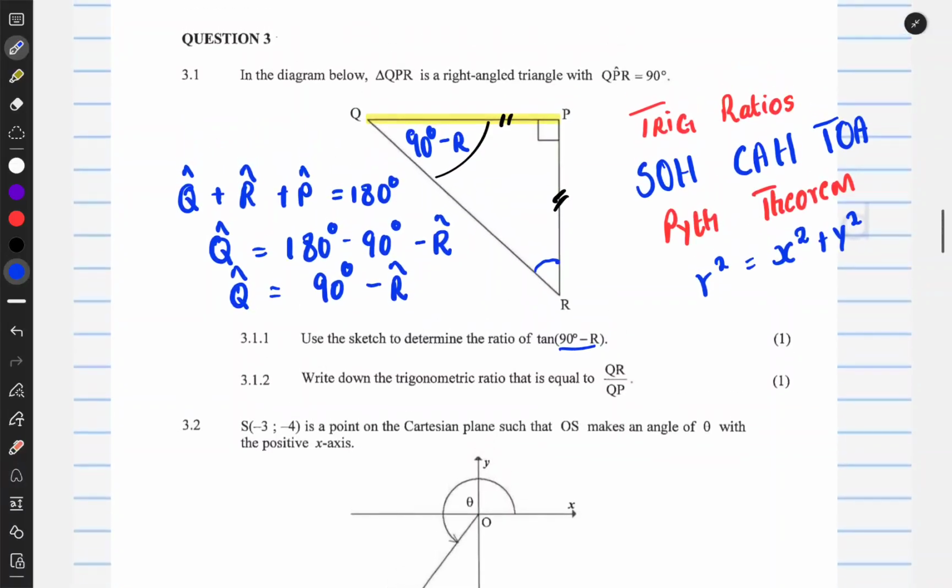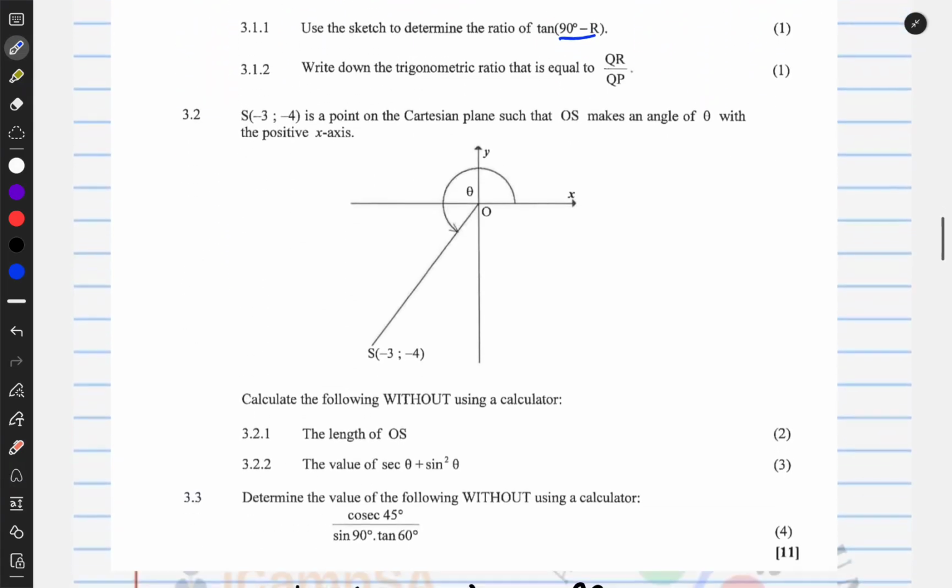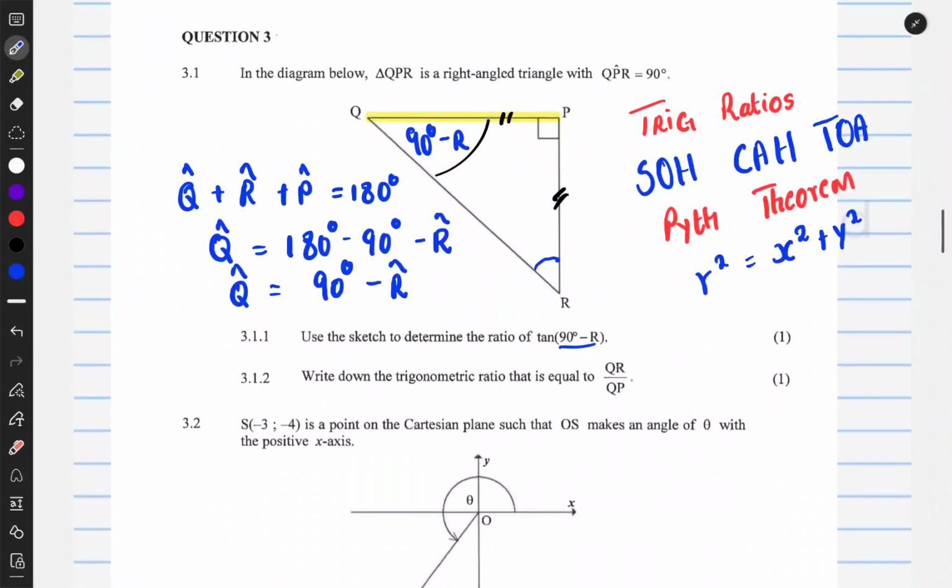Okay, so let's come here. We are looking at what now? At QR over QP. So the trigonometric ratio of what? Of the hypotenuse over the adjacent side when we are looking at the angle Q. So if we are using 90 minus R as our reference angle, we're going to have the reciprocal of cosine, because it is cos that relates QR and QP.